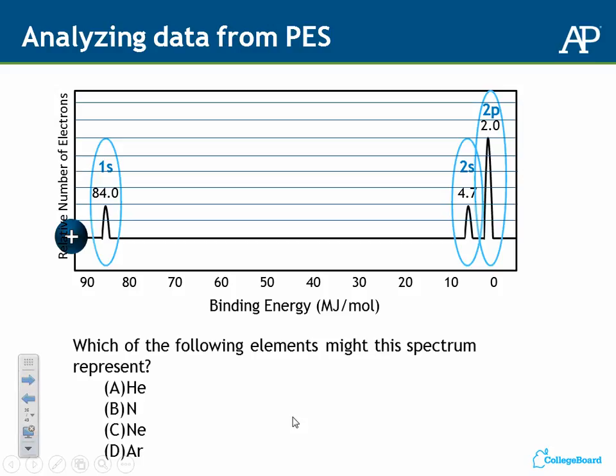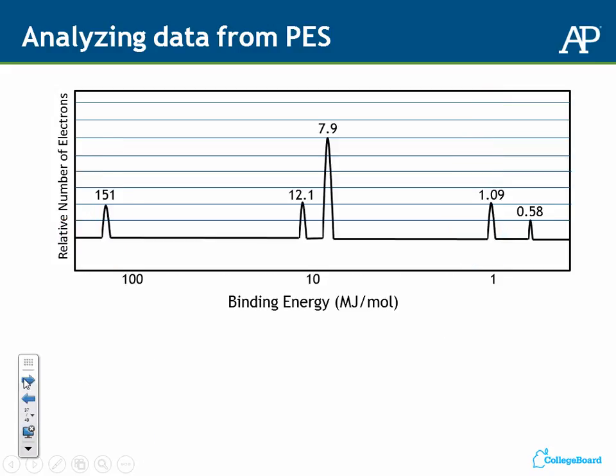So one question you might be asked to answer about this would be, hey, which element might have this spectrum? Which element would have 2 electrons in the 1s, 2 in the 2s, and 6 in the 2p? And if you consider that on your periodic table, of course, that's neon.